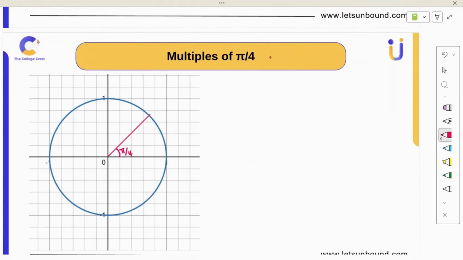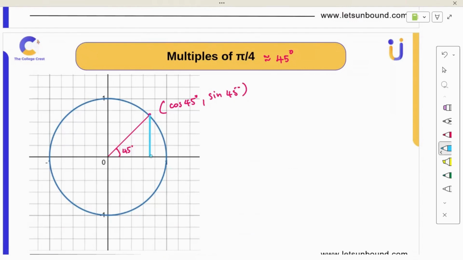Pi by 4 in degrees is 45 degrees. Okay, so let me go with degrees for easiness. 45 degrees. So whatever this point will be called, we can say it as cos 45, comma sine 45. But what is the numerical value, the ratio of this? Right, so let's find it.